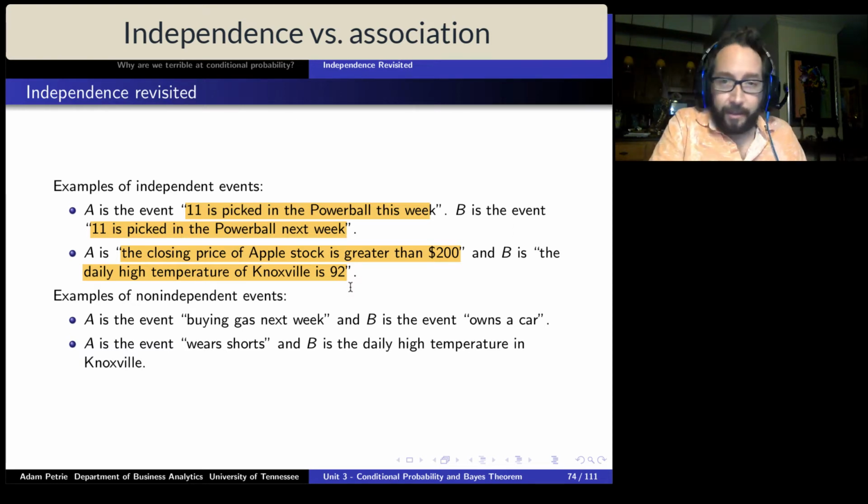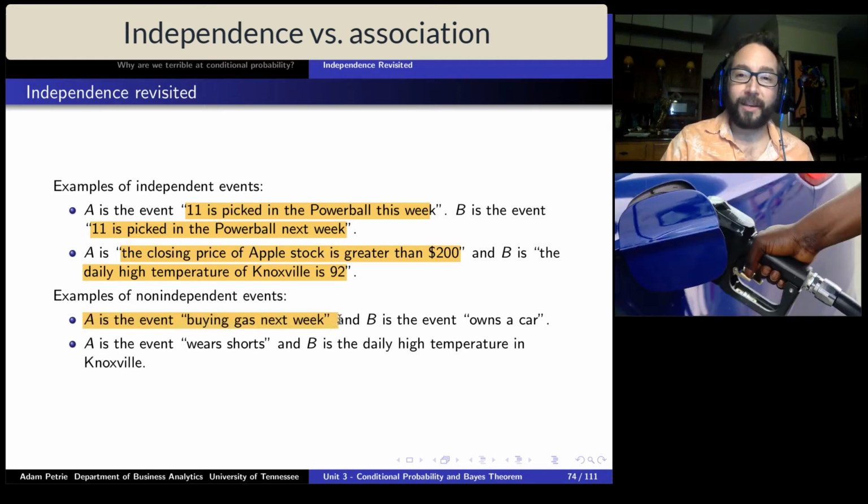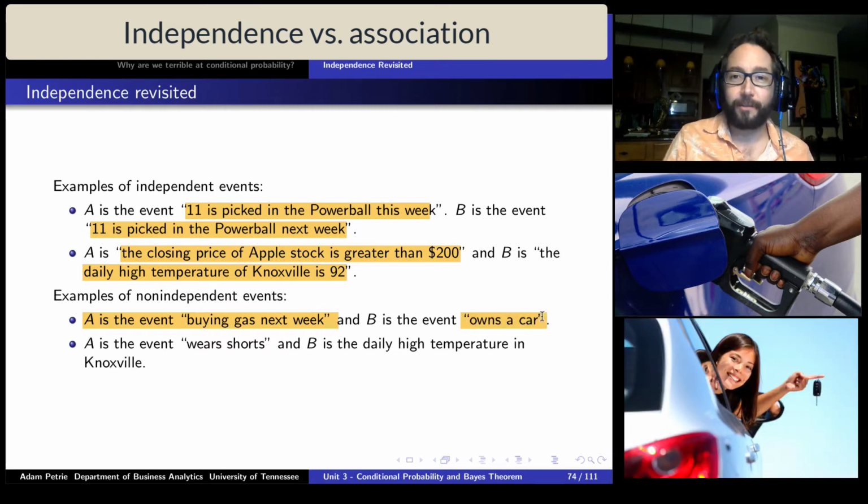So some things in the world are independent. Most things that we study in business analytics are not independent. They have some sort of association. We know that the probability of the event that someone buys gas next week is going to be highly tied in to whether or not they do or don't own a car. If they don't own a car, they're probably not going to buy gas next week. If they do own a car, chances are pretty good.